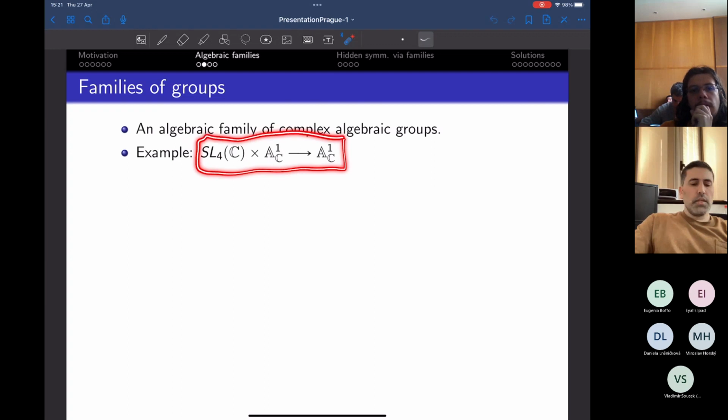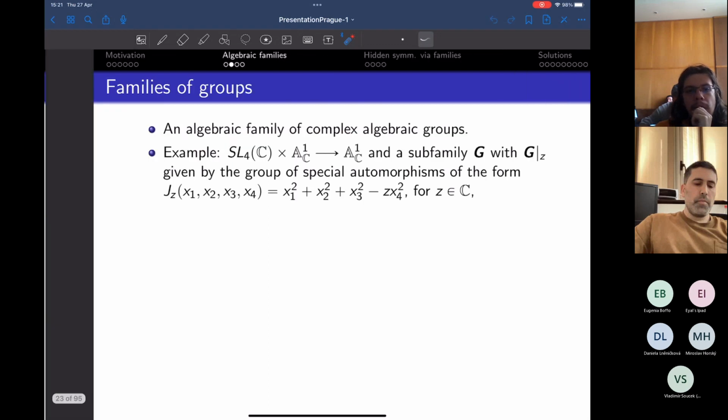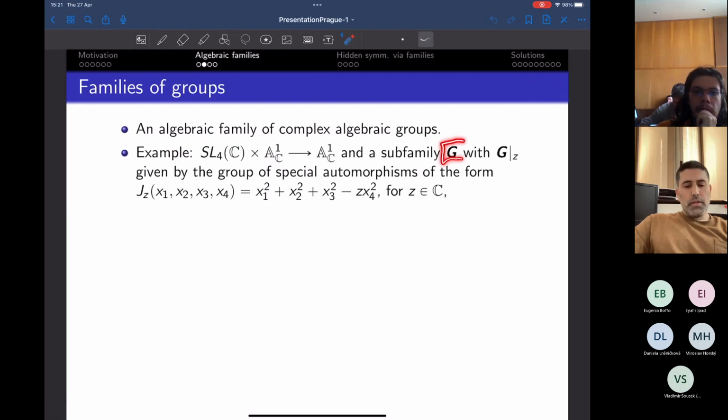Inside of it, let us now look at an interesting subfamily which is not constant. Let's define a family G such that its fiber over Z, a point in the base, will be the group of special automorphisms of the quadratic form, which is this linear combination of squares: x1 squared plus x2 squared plus x3 squared minus the parameter Z times x4 squared.